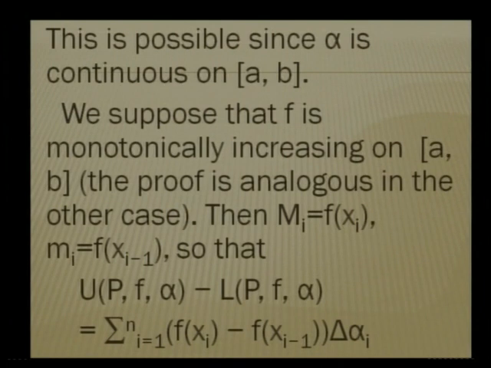Now we can suppose that f is monotonically increasing on [a, b]. Then capital M_i is f of x_i and small m_i is equal to f of x_{i-1}. So U(P, f, alpha) minus L(P, f, alpha) is equal to the summation, i running 1 to n, of (M_i minus m_i) into delta alpha_i. It gives us the summation, i running 1 to n, of (f of x_i minus f of x_{i-1}) multiplying delta alpha_i. Next.